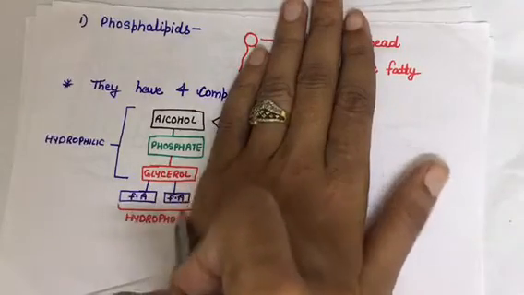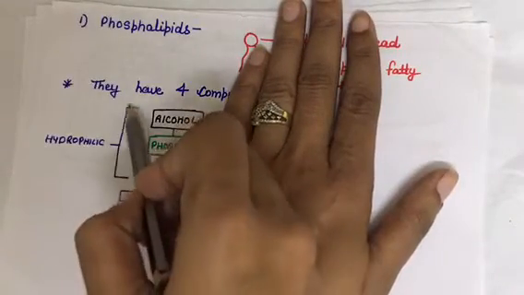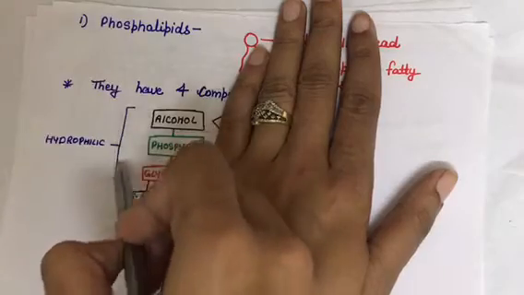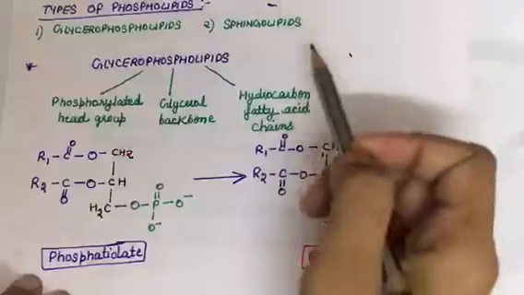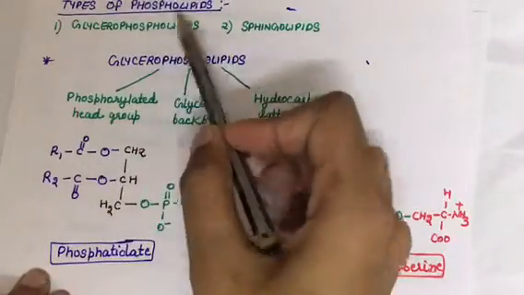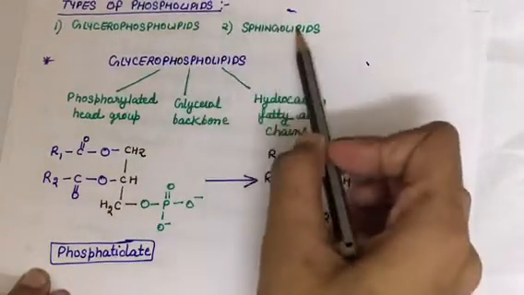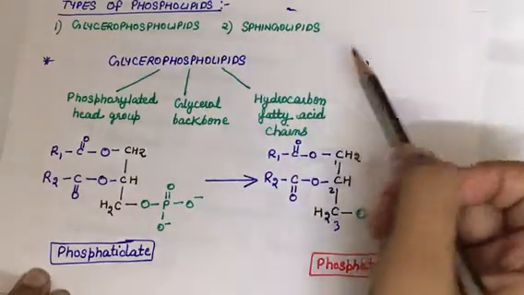This is the hydrophobic part of the phospholipid, and this part is hydrophilic. So phospholipids are amphipathic in nature. There are three major types of lipids: the glycerophospholipids, sphingolipids, and sterols.